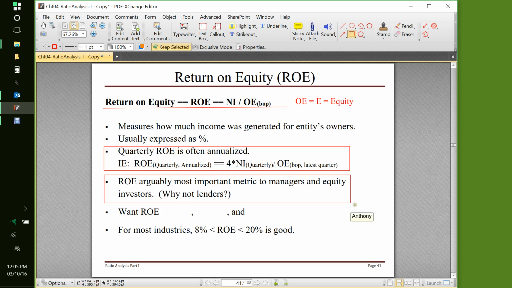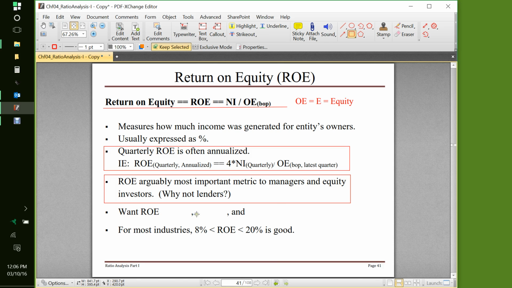It's considered arguably the most important metric to managers and equity investors. Why is this unimportant to lenders? Because when we get to net income, we've already taken out interest, okay, and in the denominator, there is not any set of liabilities represented. We're only representing equity here.